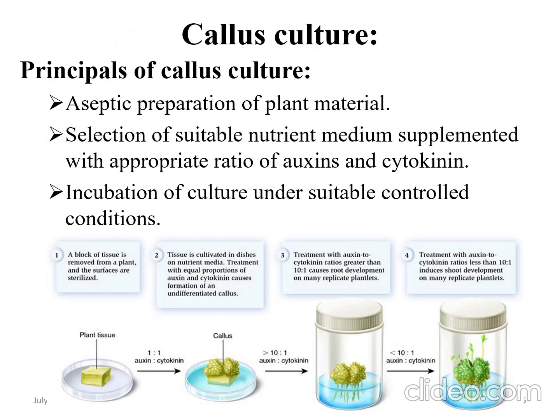In callus culture, three processes are required. The first process is aseptic preparation of plant material. Then second is selection of a suitable nutrient medium supplemented with equal concentration of auxin and cytokinin. And the third process is incubating these culture bottles, culture tubes under suitable controlled conditions. So the first step requires the explant, aseptic preparation of plant material, where this tissue is generally surface sterilized with certain chemicals.